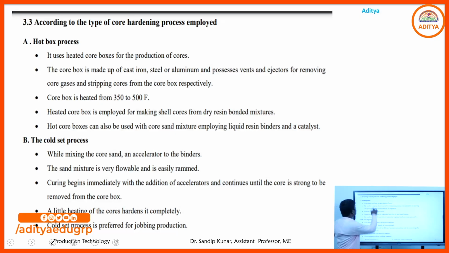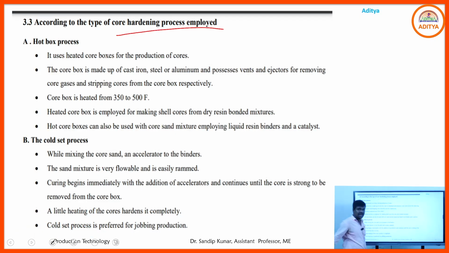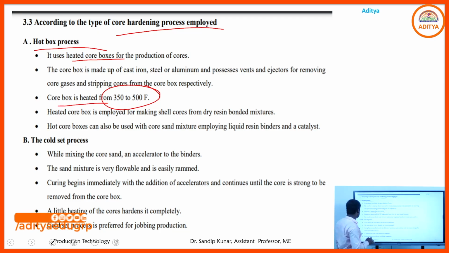Another, according to the type of core hardening process, first one is the hot box process. In that case, a heated core box will be used for production of the cores. The core box maintains a temperature of about 350 to 500 degrees Fahrenheit. A heated core box is employed for producing the core, maintaining the temperature at 350 to 500 degrees Fahrenheit.